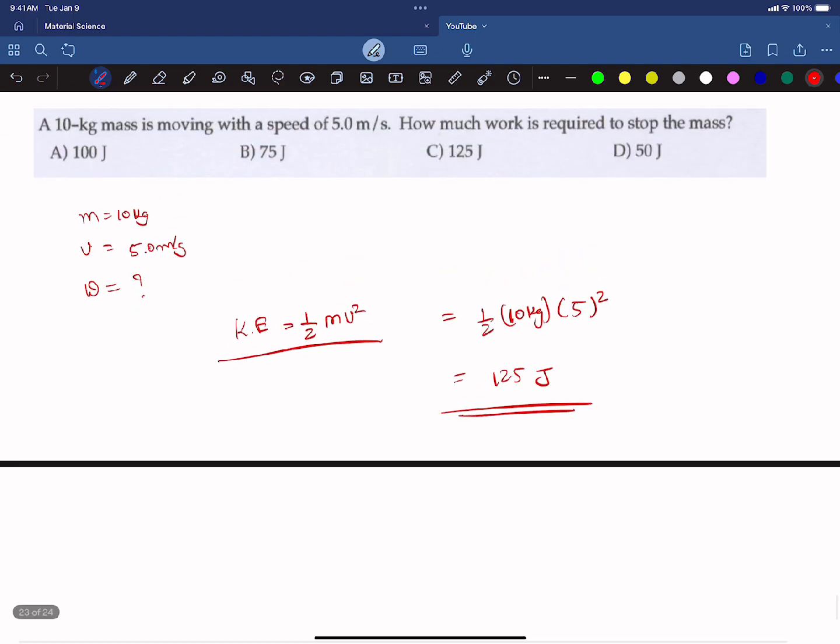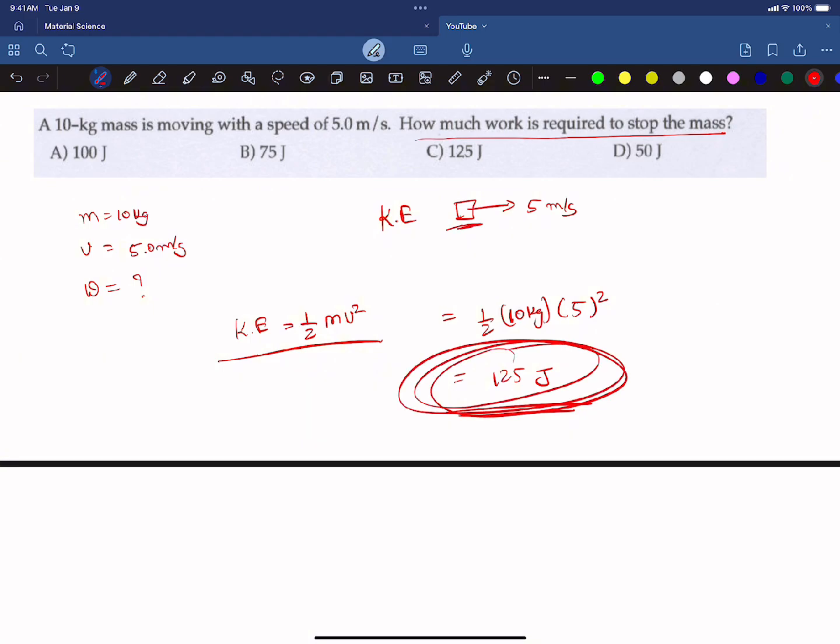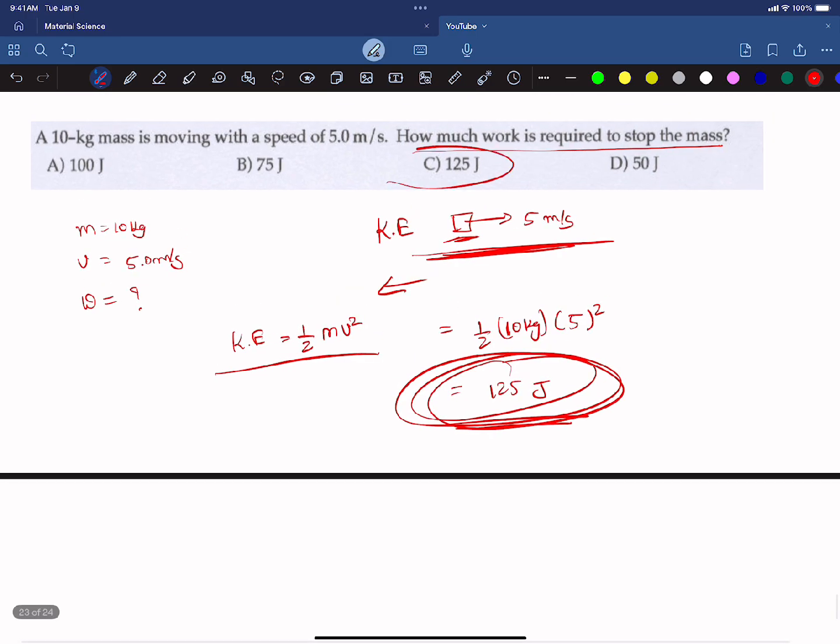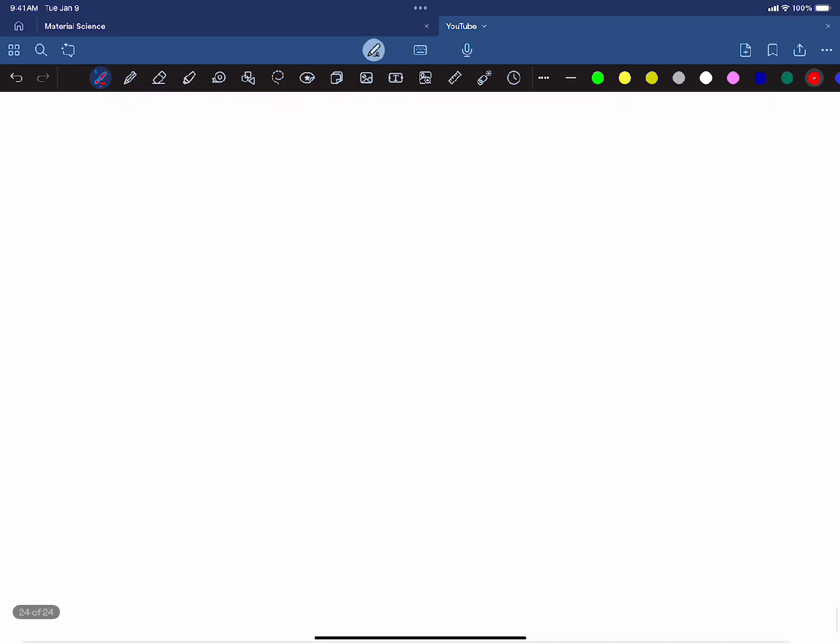So the total work required to stop this mass is the kinetic energy of this mass, because this mass is moving with the speed of 5 meter per second. So if you want to stop this mass, then you need this much kinetic energy in order to stop this mass, but in the opposite direction. So our answer is 125 joule, C. Let's move on to the next question. So here I am covering only numerical questions. Theory based questions, I'm skipping those questions.